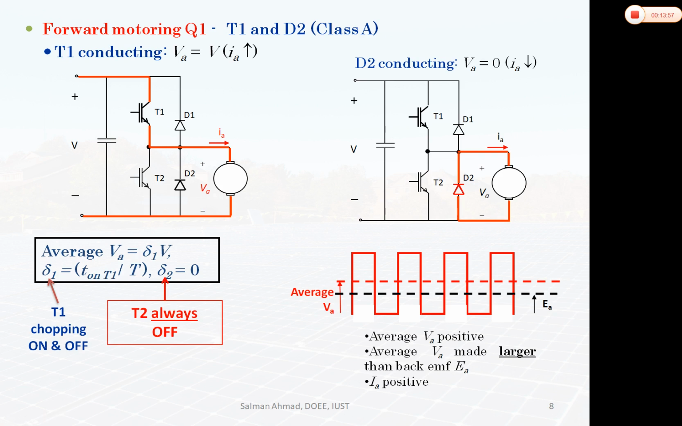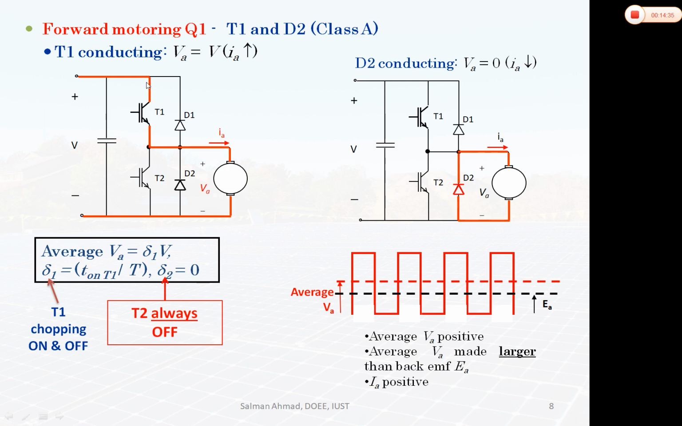So working you can understand from this. If you want to discuss Q1 operation, once this switch is on, current will be delivered through T1 to this motor, then back to the supply. Current is positive, so this is the motoring mode. Now if we turn off this supply, whatever current is there will freewheel through this. Here the current will decrease.